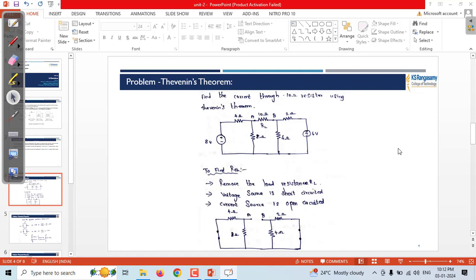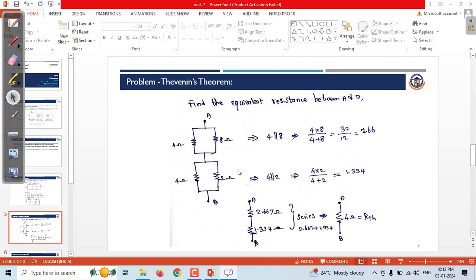So we can modify it and redraw the diagram. Right, here 4 and 8 are connected in parallel, and 4 and 2 are connected in parallel. For parallel, it means 4 into 8 by 4 plus 8, that comes to around 2.66. And here the two resistors are connected in parallel, 4 and 2, so 4 into 2 by 4 plus 2, that is 1.3.